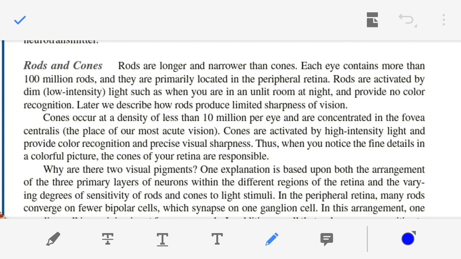For example, when you are in an unlit room at night, if the tube light of your room is switched off, even then you are able to see various objects. It is due to the rods. And since rods are involved in our vision during low intensity light, we cannot differentiate or identify different colors during the dim light.